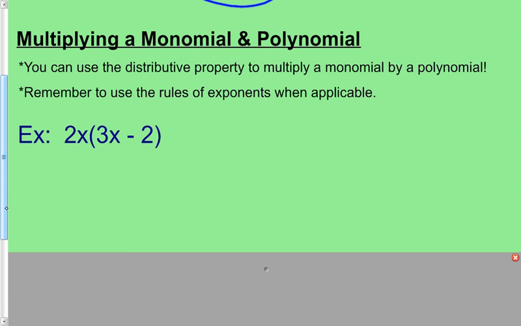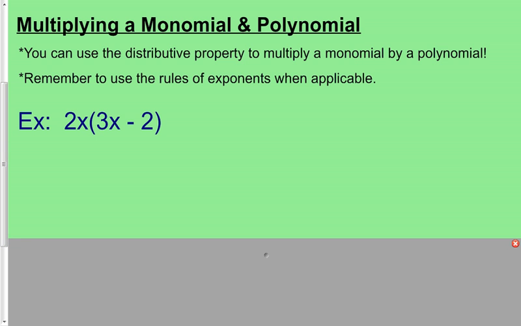So, here's the first example. It almost looks just like what we did. There just happens to be a variable on the outside as well. So we're still going to do the distributive property. So we have 2x times 3x and minus, and then 2x times 2.